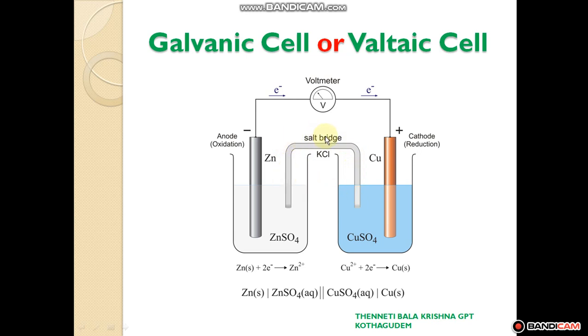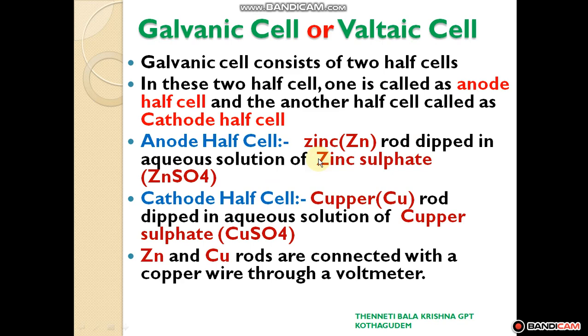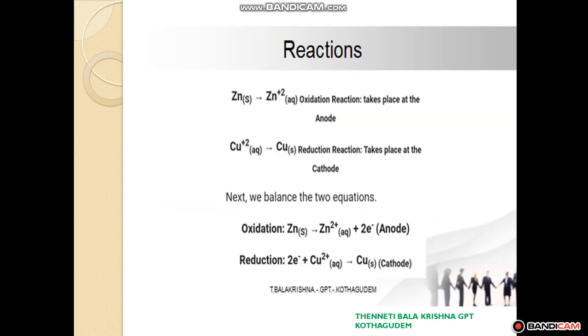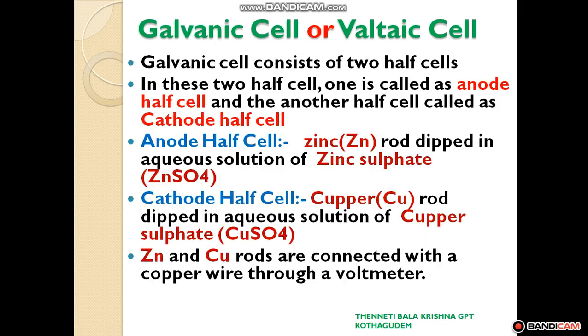The salt bridge is a U-shaped tube. It contains KCl or ammonium nitrate in gelatin gel solution. So this tube is filled with KCl or ammonium nitrate. This is the construction of the galvanic cell.